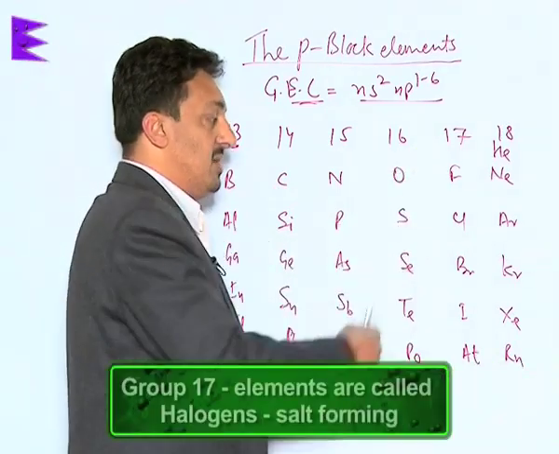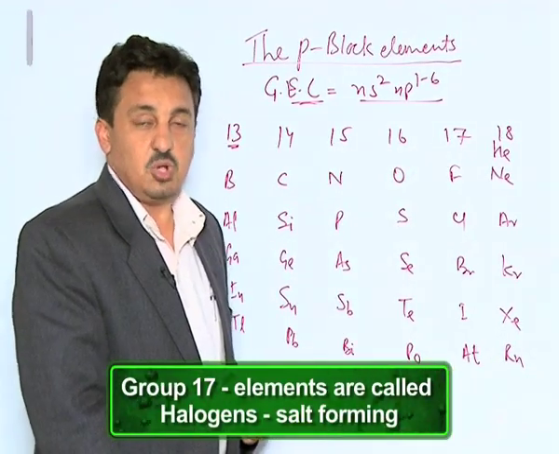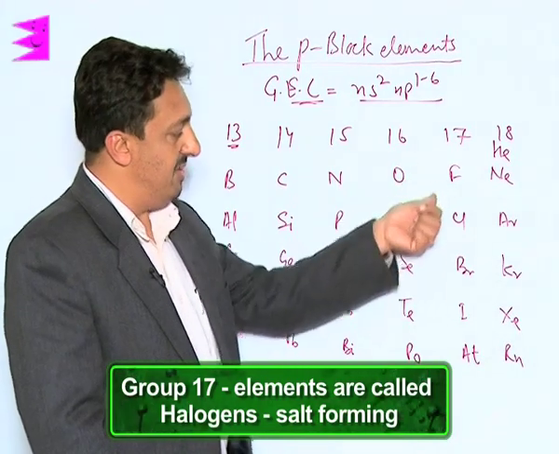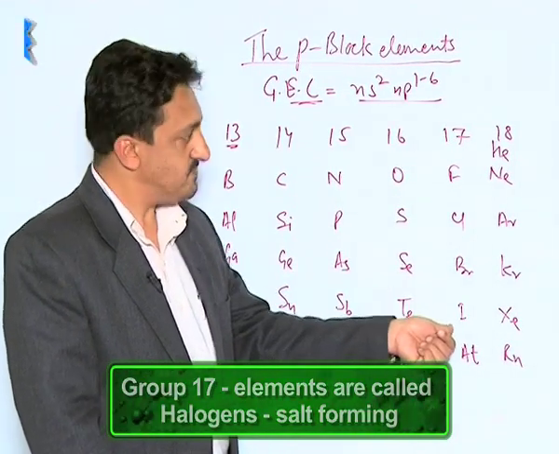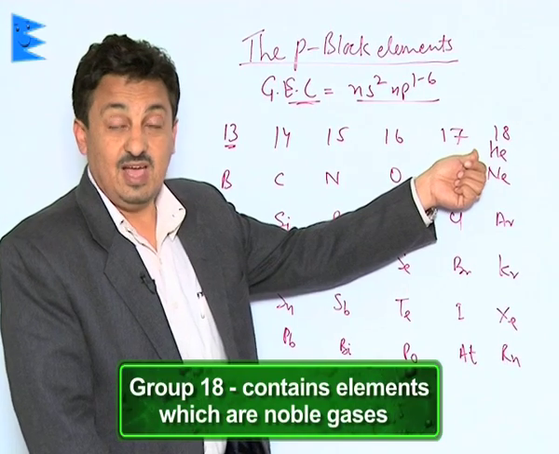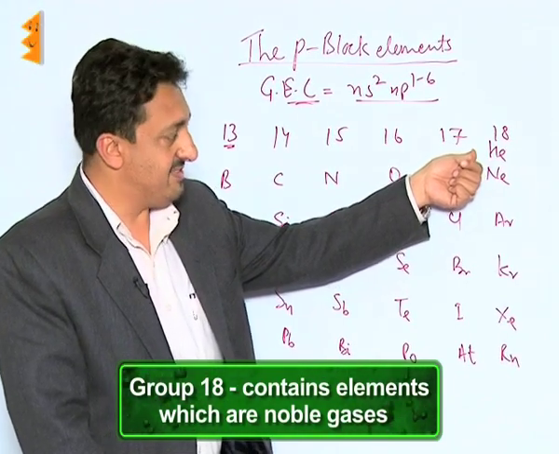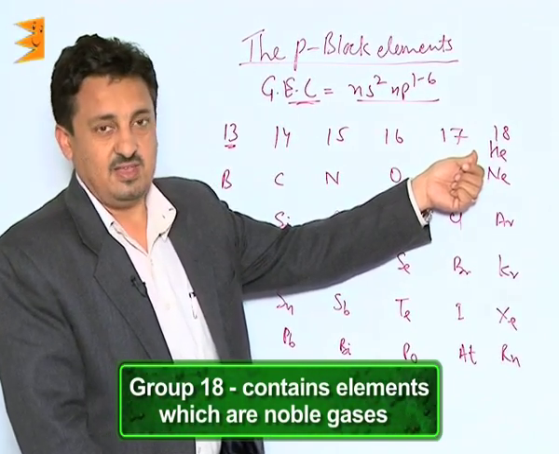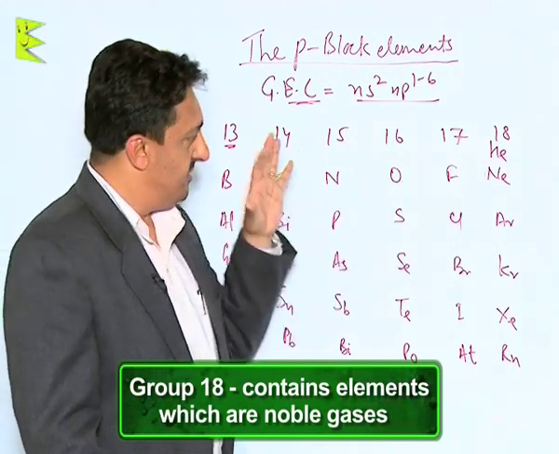Group 17 elements are called halogens. Halogen means salt forming, because they are mainly responsible for the formation of salts. And in the end we have noble gases or inert gases, because they are the least reactive elements and exist in the monatomic state. So this is what we have.